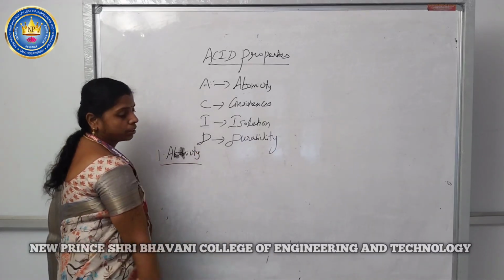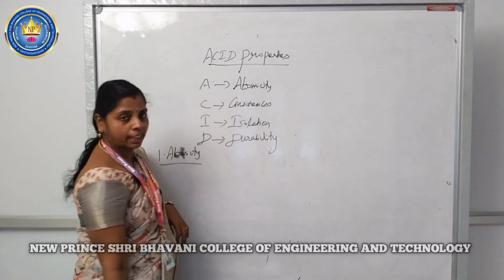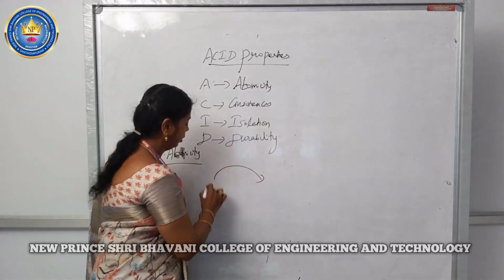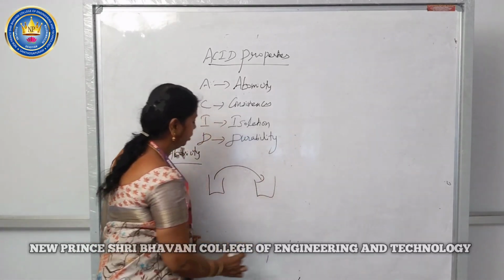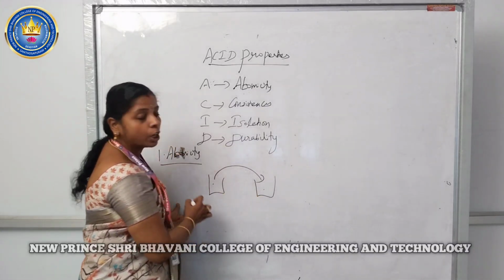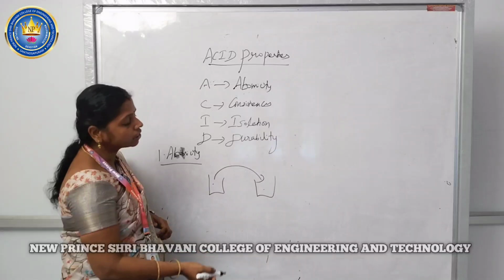So atomicity means, for example, if you are doing any transaction, for example, we are transferring the amount from one account to another account. This is the first account, this is the second account. We are transferring the amount from this account to this account. The entire process should be completed, otherwise not at all.